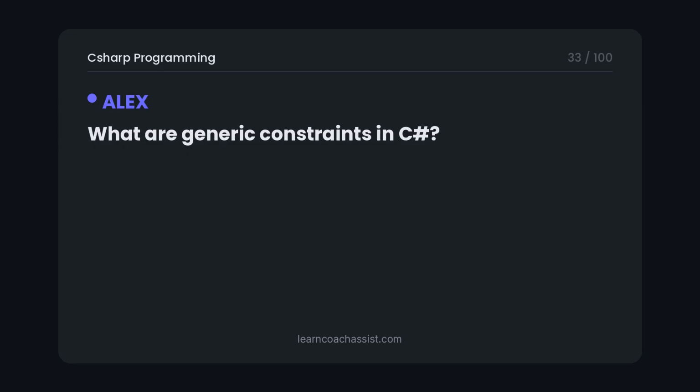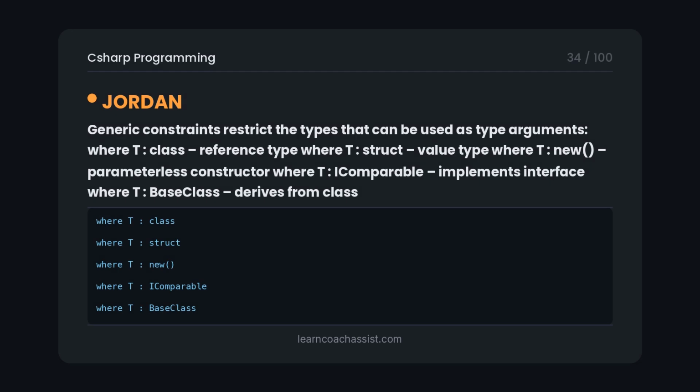What are generic constraints in C#? Generic constraints restrict the types that can be used as type arguments. where T : class, a reference type; where T : struct, a value type; where T : new(), a parameterless constructor; where T : IComparable, implements an interface; where T : BaseClass, derives from a class.